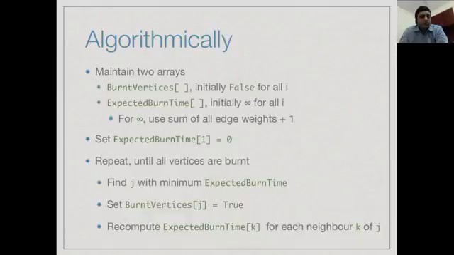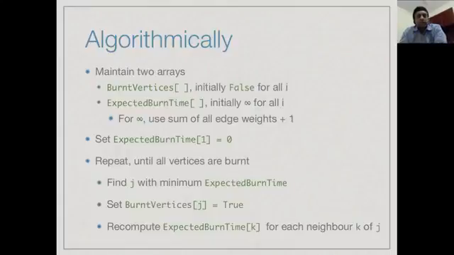So to write this formally as an algorithm, we maintain this information about burnt vertices and the time it takes to burn a vertex in 2 different arrays. So we have an array called burnt vertices, which is a Boolean array. So it tells us whether a vertex has been burnt or not. And then we have an expected burn time array, which tells us the time at which a vertex is believed to burn. So initially no vertices are burnt. So we set all the vertices to have burnt vertex value false. And initially we set the expected time for every vertex to infinity.